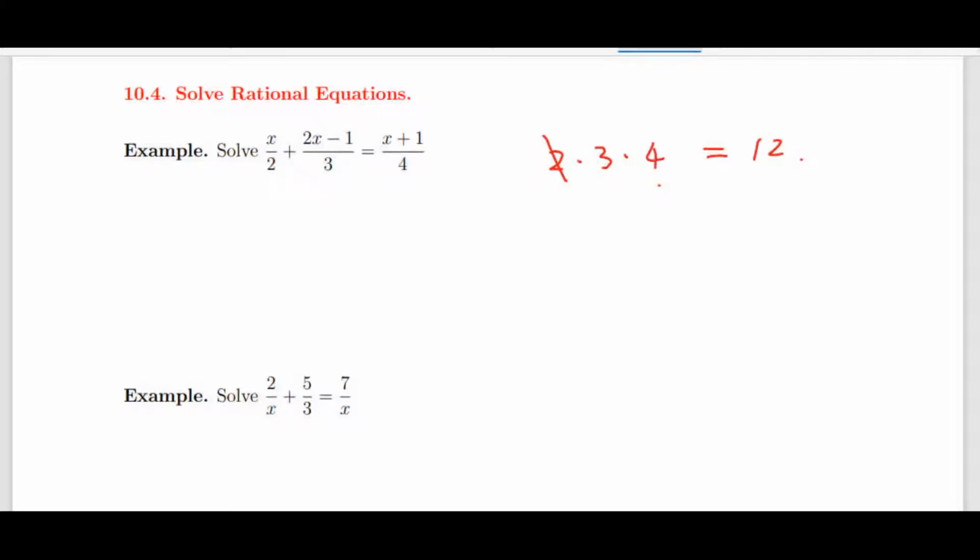So multiply by 12. The first one becomes 6x, right? And here, multiplying by 12 is just like 4 multiplied by this, so this becomes 3.